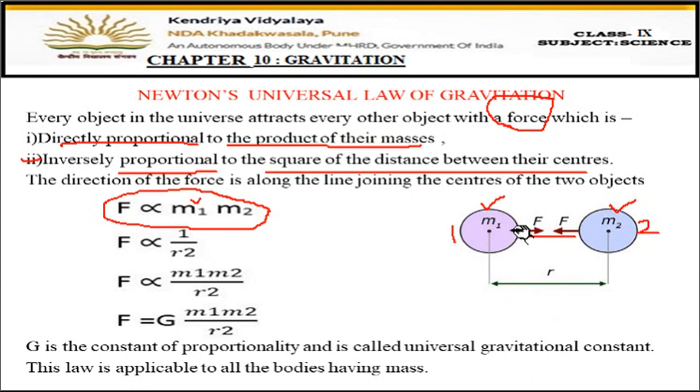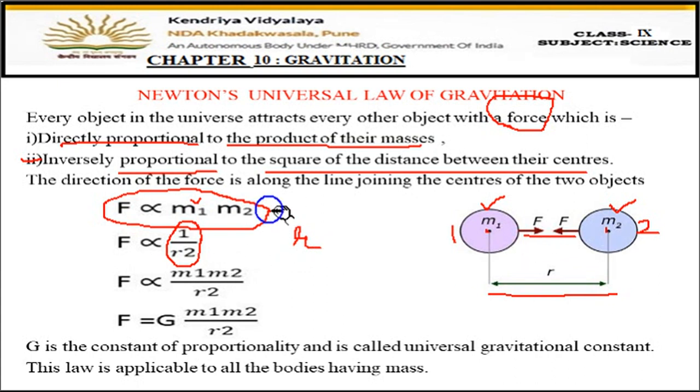Now here in the diagram you can see these are the two bodies, and this is the center of the first body, and this is the center of the other body. The distance between the centers of these two bodies is r. So force is inversely proportional to the square of the distance between them. The small letter r represents the distance between the two bodies.